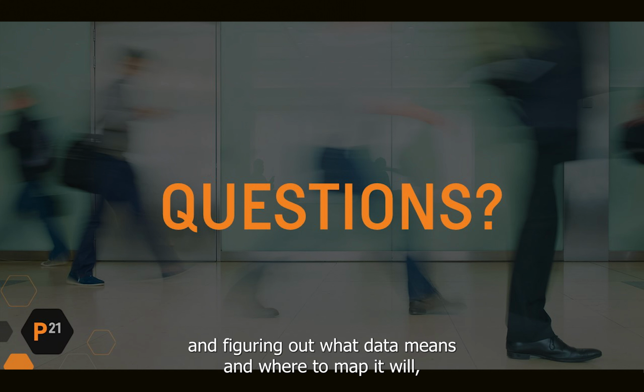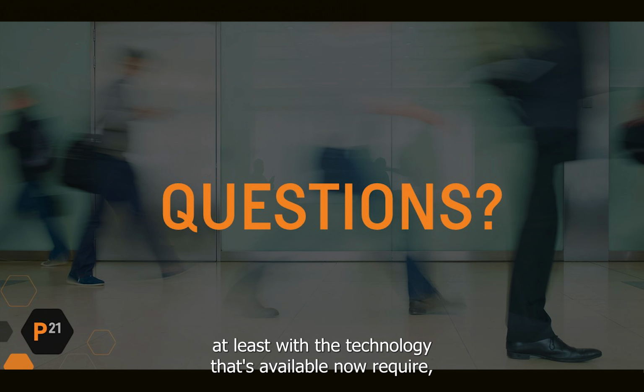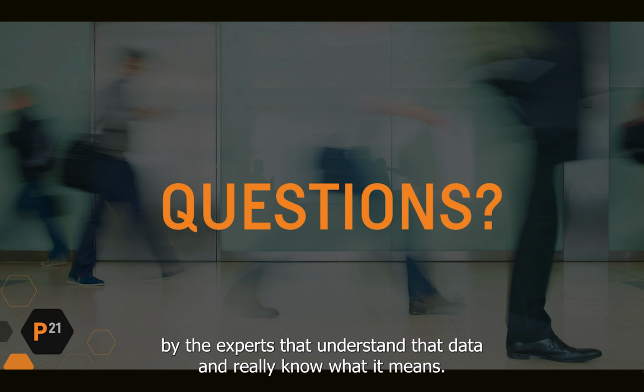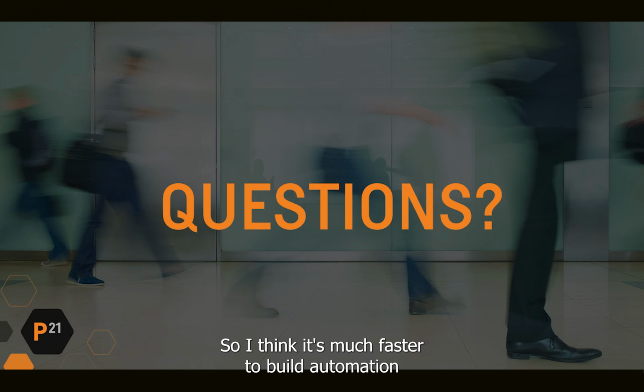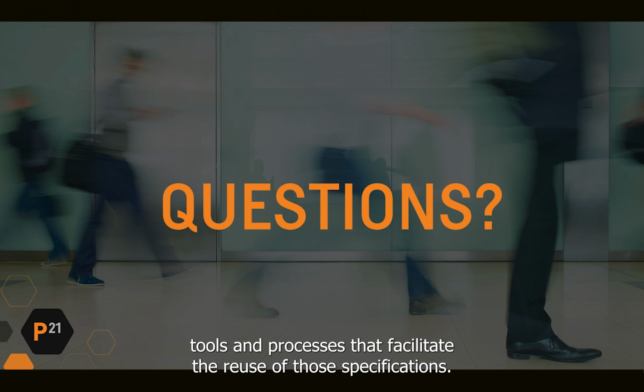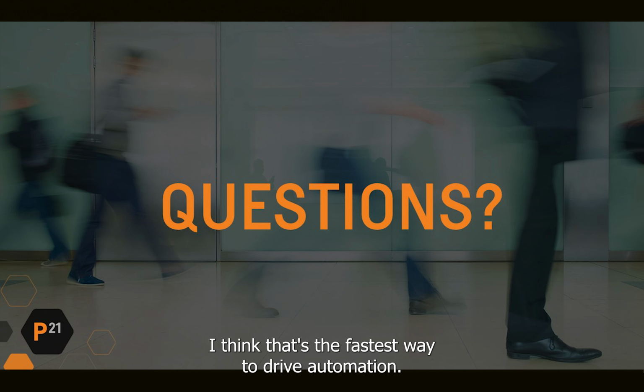And figuring out what data means and where to map it will, at least with the technology that's available now, require, as far as I'm concerned, it'll always require a large effort by the experts that understand that data and really know what it means. So I think it's much faster to build automation when you've got detailed data specs and requirements and you implement tools and processes that facilitate the reuse of those specifications. I think that's the fastest way to drive automation.